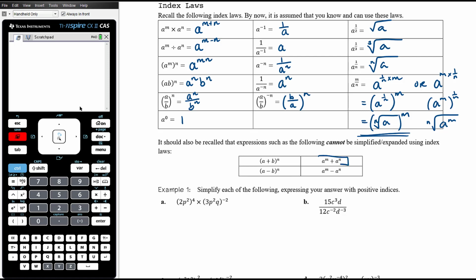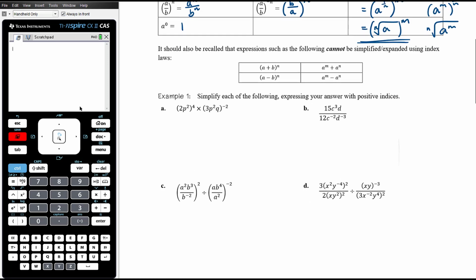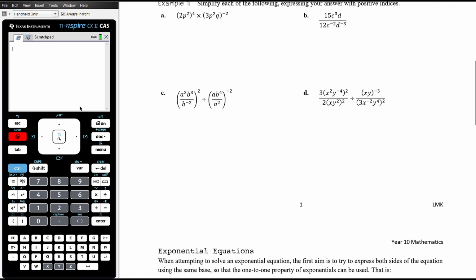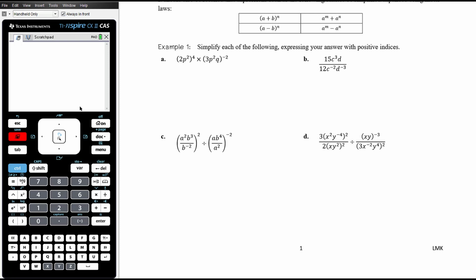We also can't put these together. There's no index law for when you are adding powers with the same base, nor for when you are subtracting powers with the same base. Okay, so let's just work on simplifying some expressions involving index laws, and then we'll review our exponential equations.